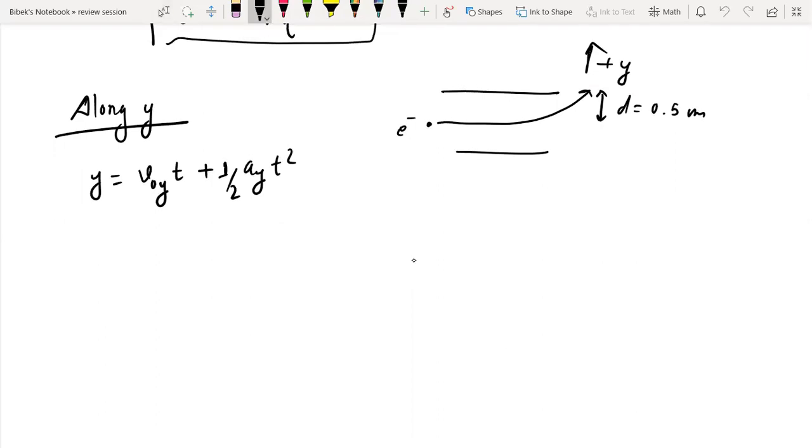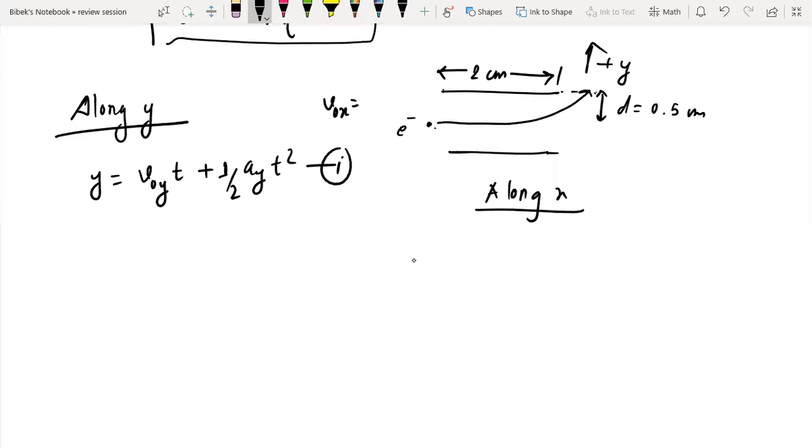And how do you find the time? Let me write this as equation 1. If you look at log x, you have the range of that projectile given to you. It started from here, it landed on here. So you have this range, 2 centimeter, that is the horizontal distance, and you have the horizontal velocity. This is V0x, that's 2 times 10 to the 6 meters per second.